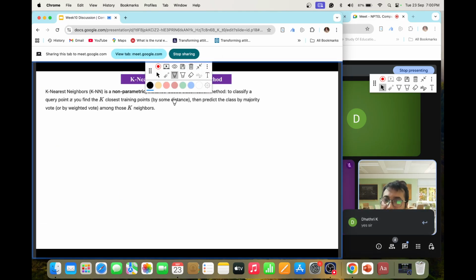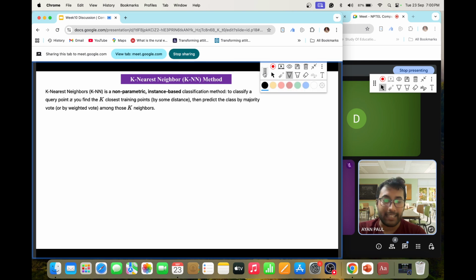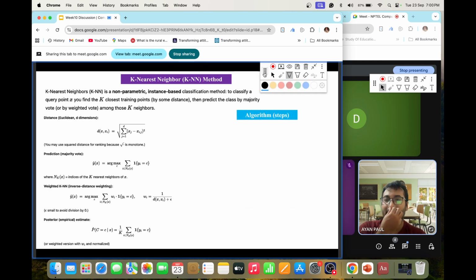So this is regarding Bayes theorem. Next we have KNN, that is K nearest neighbor. K nearest neighbor means again we will find distance, and based on the distance we will say which point our given point will be closer to.